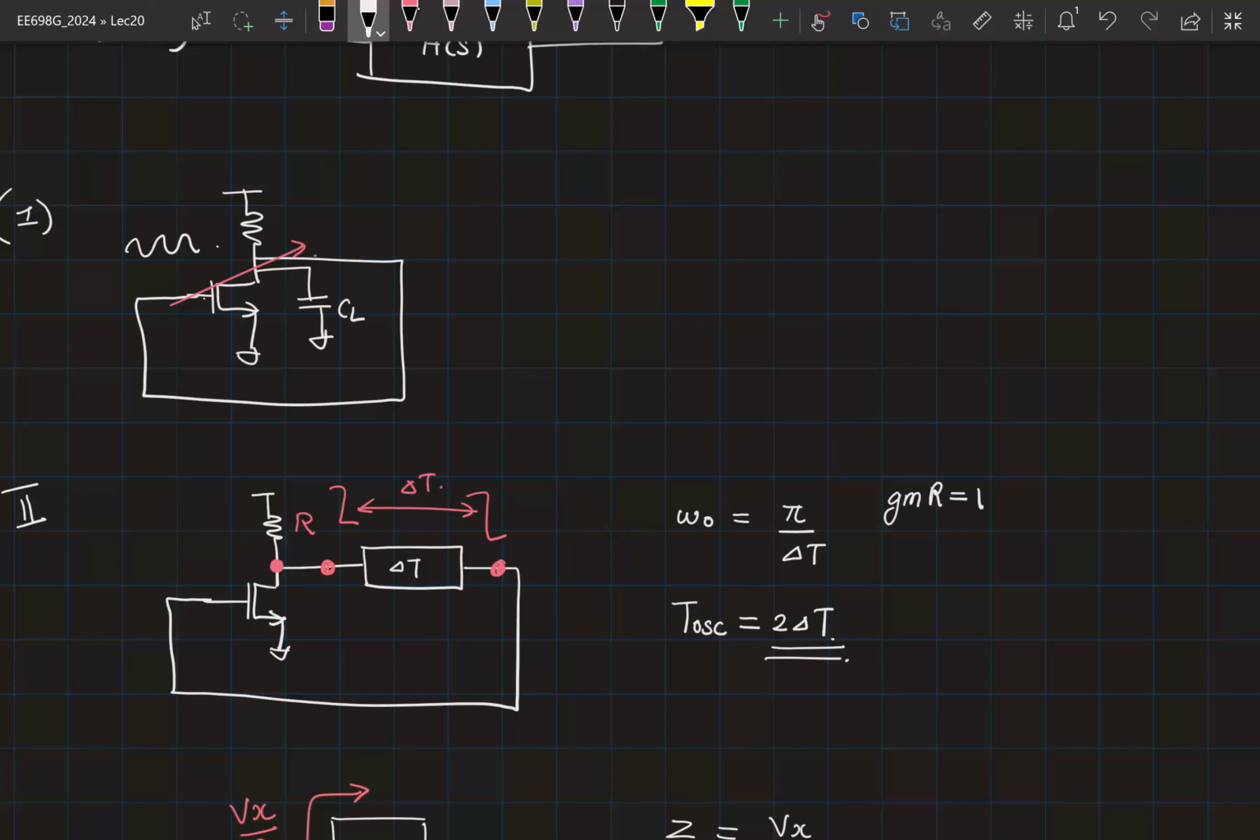So if I take a sinusoid, then that sinusoid is given some phase shift, right? So here if I take another sinusoid, this sinusoid is getting shifted by delta t. So we just had to find out what is the condition. What we found out is if the sinusoidal frequency was 2 times delta t, then the system is going to oscillate.